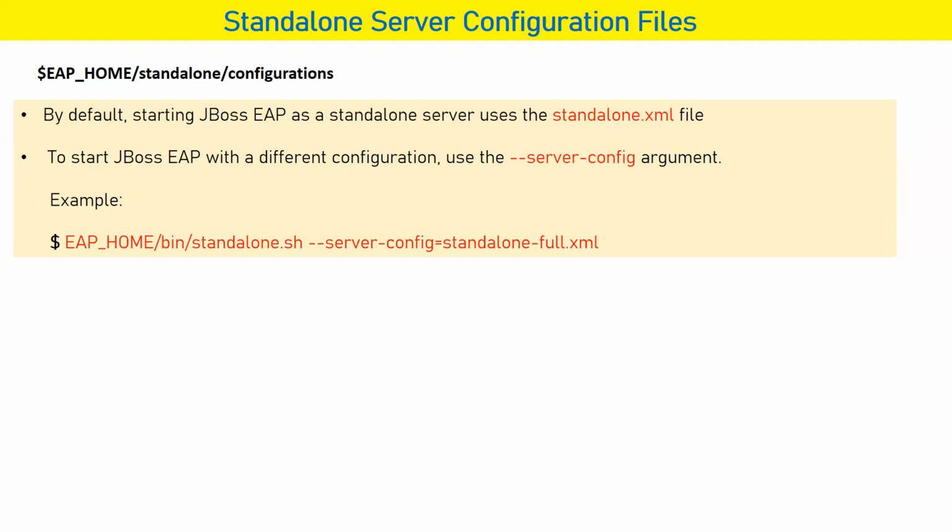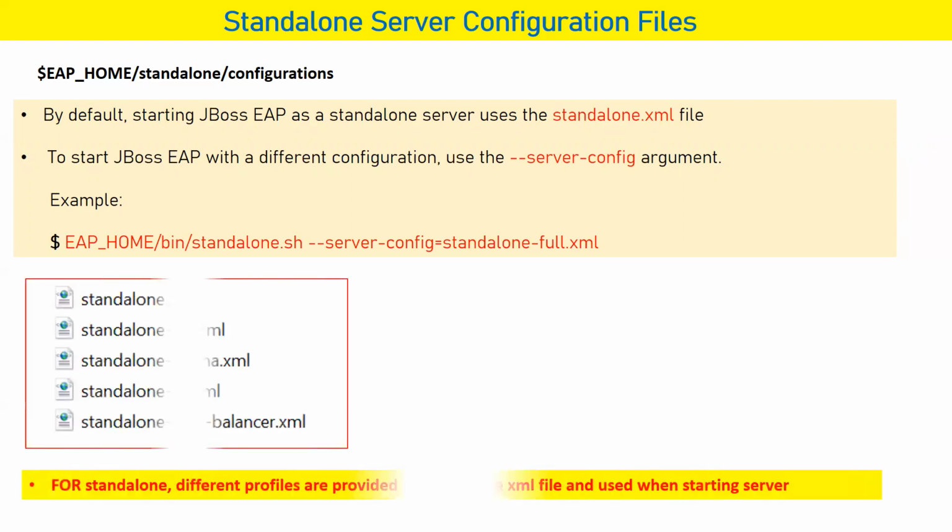So whatever file you specify there, it will start your JBoss server instance with that profile and enable all the functionalities corresponding to that particular profile. Okay, so these are the different profiles as we have discussed. You will see all the profile files inside the configuration folder. And one more thing, for standalone, different profiles are provided with separate XML files and used when starting the server.